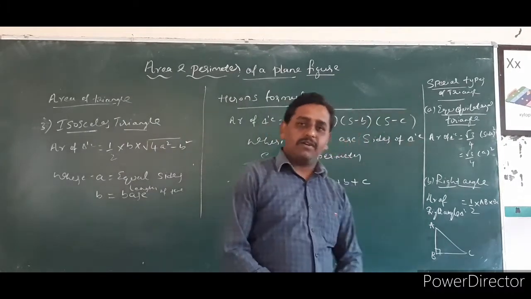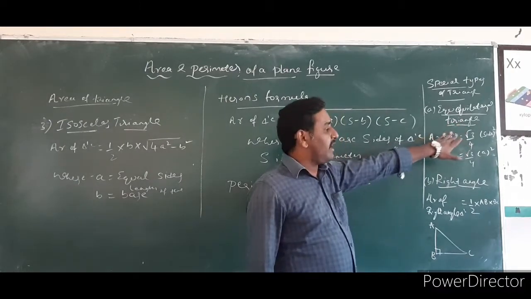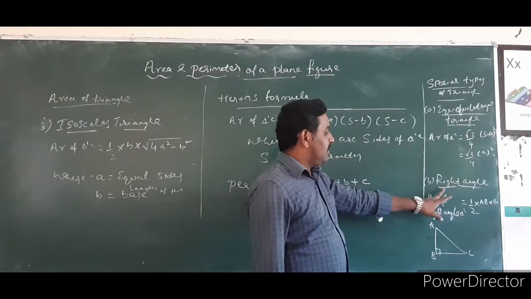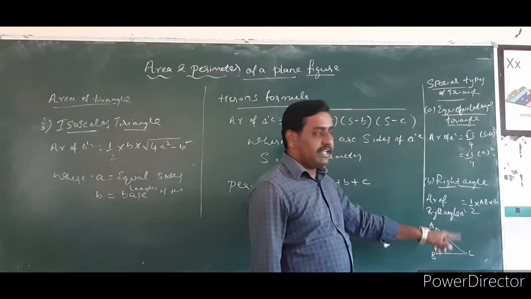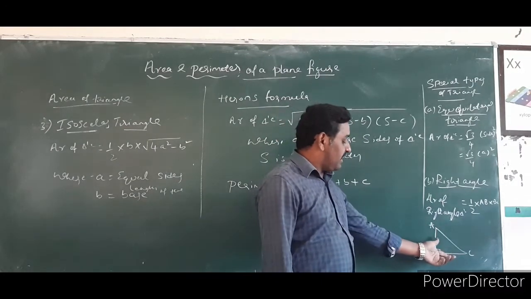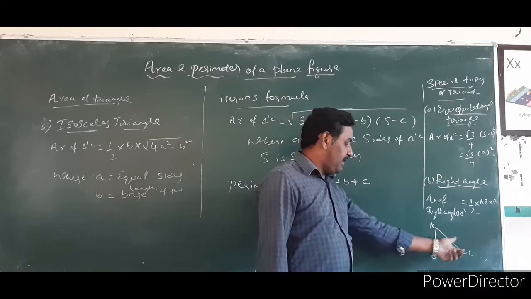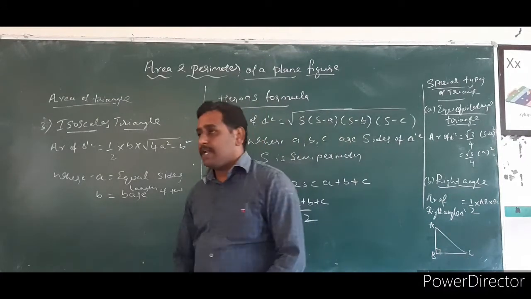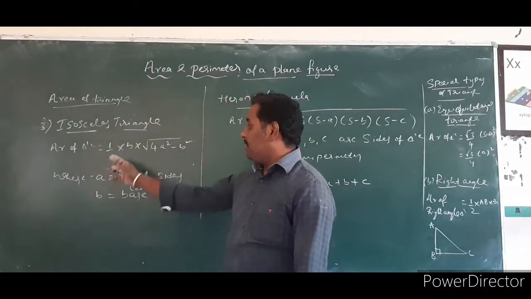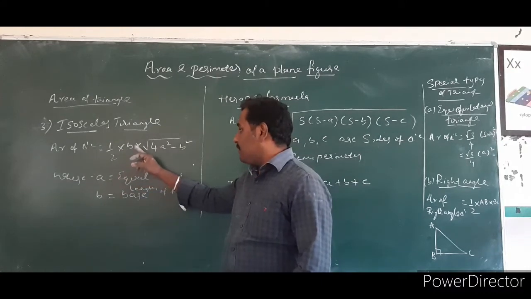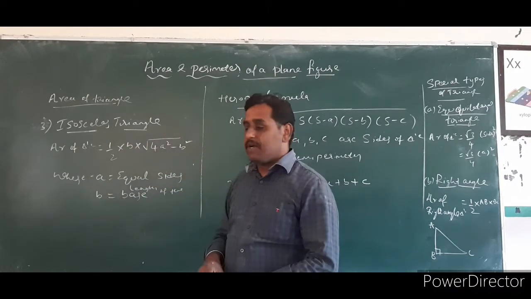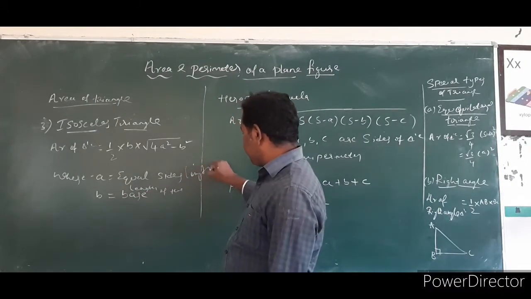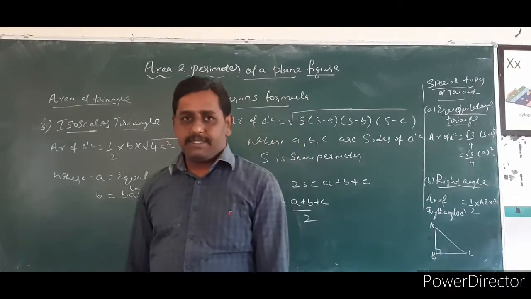So special types of triangles are there. If an equilateral triangle is given, the area of an equilateral triangle is root 3 by 4 into side square. If a right angle triangle is given, the area is half into the product of the 90 degree included sides, that means AB into BC. This is a right angle triangle. If you go for an isosceles triangle, the area is equal to half into b into root of 4a square minus b square, where a is the length of the equal sides and b is the length of the base.